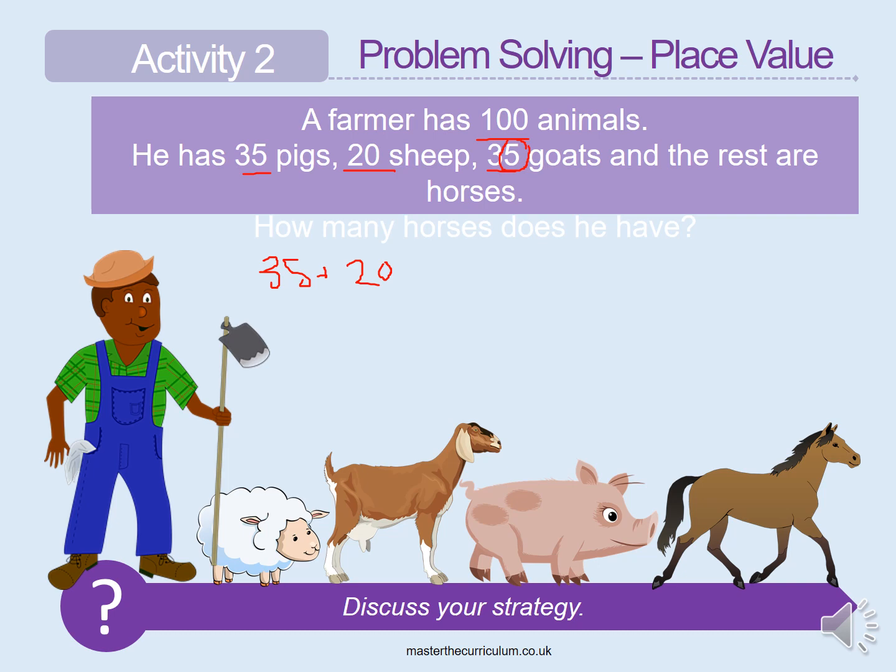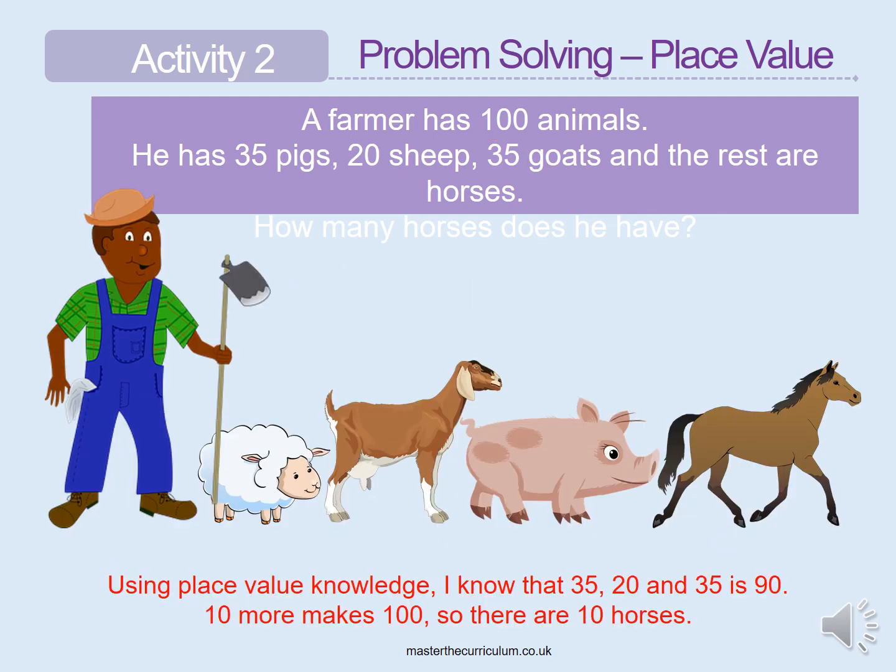So put 60 in your head and count up 3 tens. So you've got 60 in your head, 70, 80, 90. So at the moment we've got 90 animals and we're trying to get to 100 animals. What's the difference between 90 and 100? It is 10. So he has 10 horses. So you could say, using place value knowledge, I know that 35, 20 and 35 is 90. 10 more makes 100, so there are 10 horses.